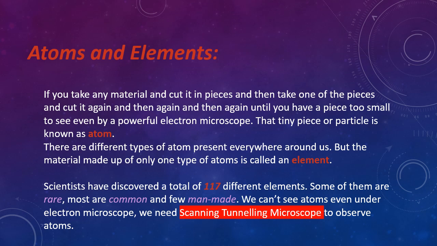There are different types of atoms present everywhere around us, but a material made up of only one type of atom is called an element. An element has all atoms the same. Scientists have discovered a total of 117 different elements. Some are rare, most are common, and a few are man-made. We can't see atoms even under an electron microscope. We need an STM, scanning tunneling microscope, to observe atoms.